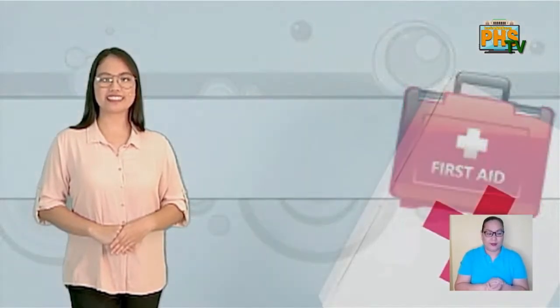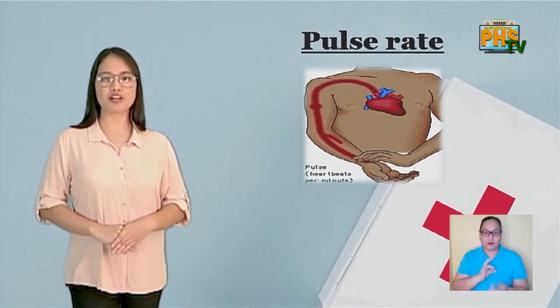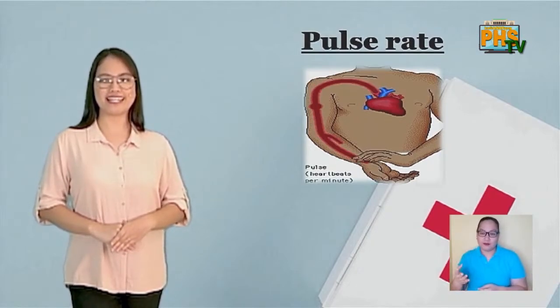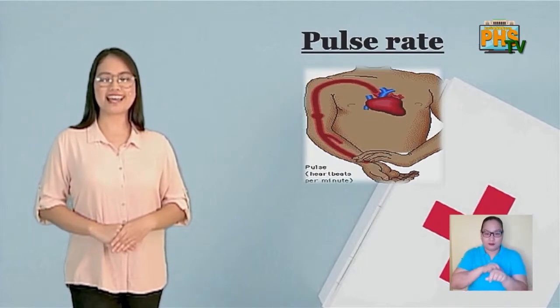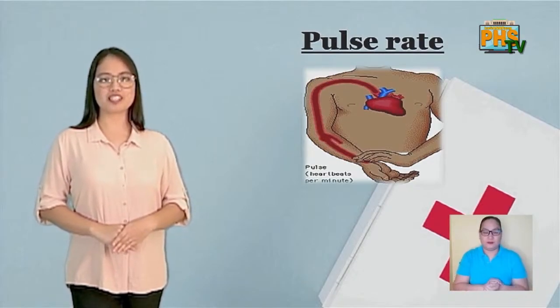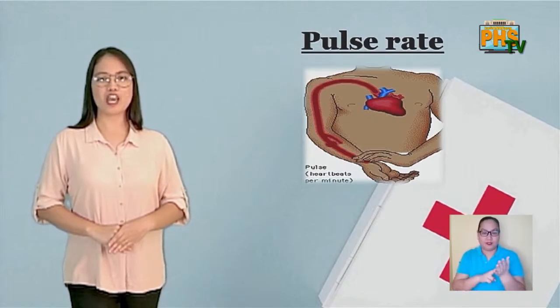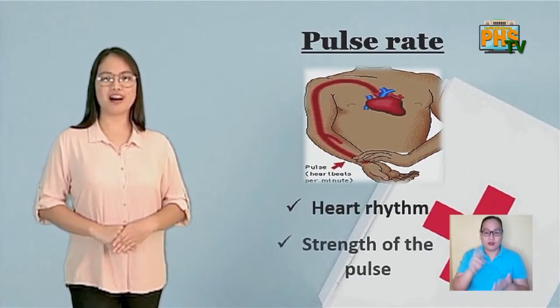Pulse rate. The pulse rate is a measurement of the heart rate, or the number of times the heart beats per minute. As the heart pushes blood through, the arteries expand and contract with the flow of the blood. Taking a pulse not only measures the heart rate, but can also indicate the following. Heart rhythm. Strength of the pulse.